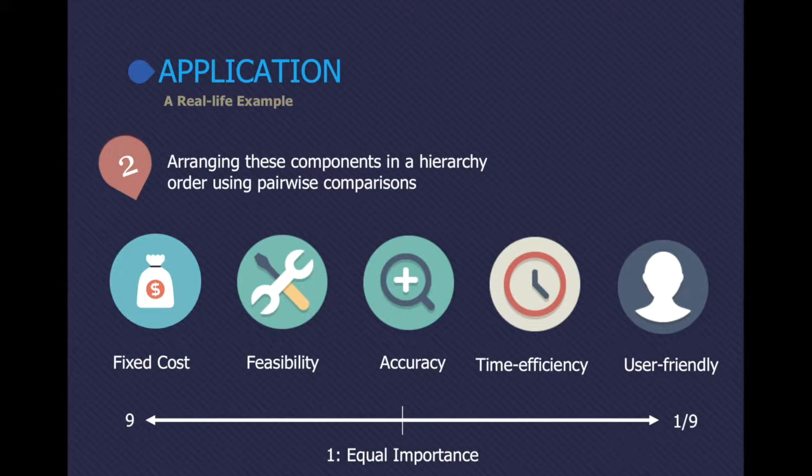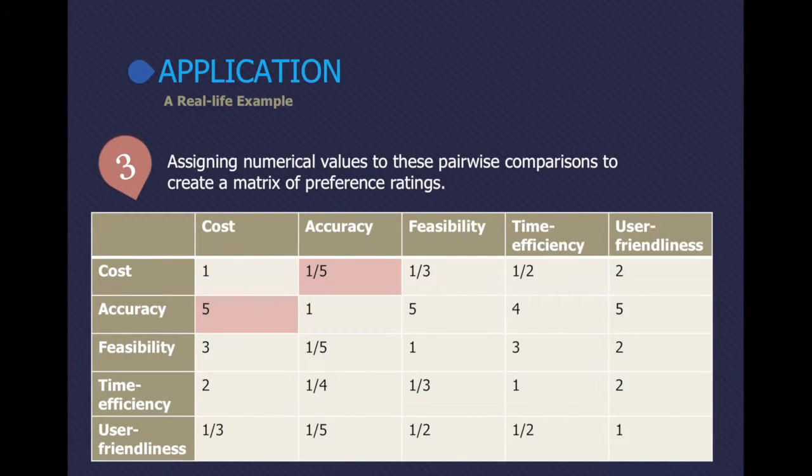Now, we will arrange these criteria in a hierarchy order using pairwise comparisons. This is done based on our secondary research result. And a preference rating matrix is created using the table shown previously. For example, we believe that accuracy has a strong importance over cost. According to the table, strong importance is represented by 5, so we will put 5 here. Also, we can allocate 1/5 to here as the relative importance of cost to accuracy should be the reciprocal of 5.